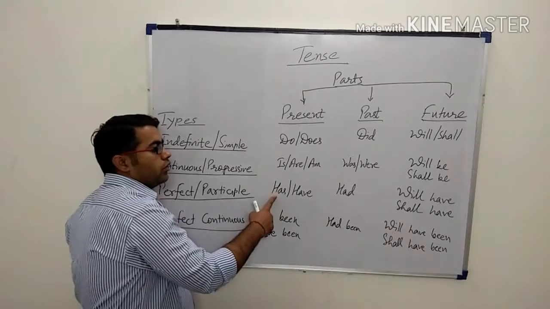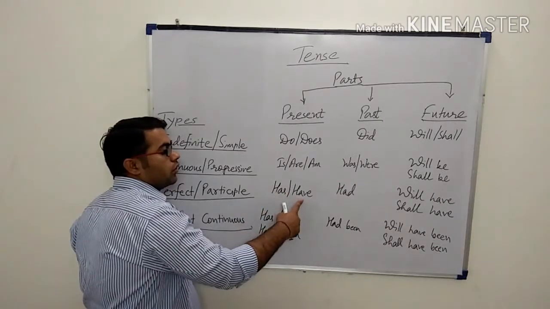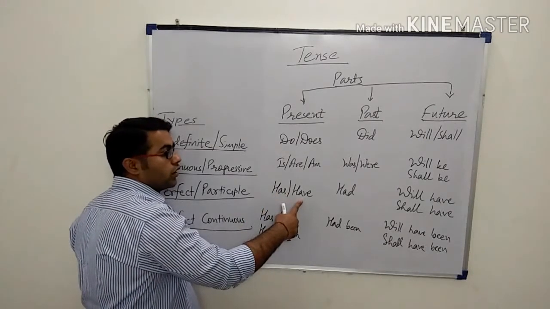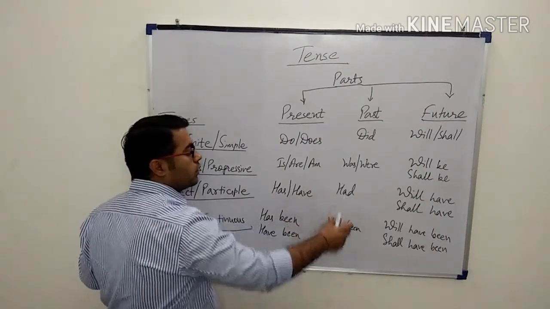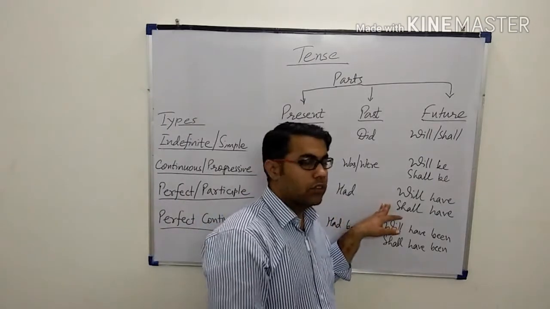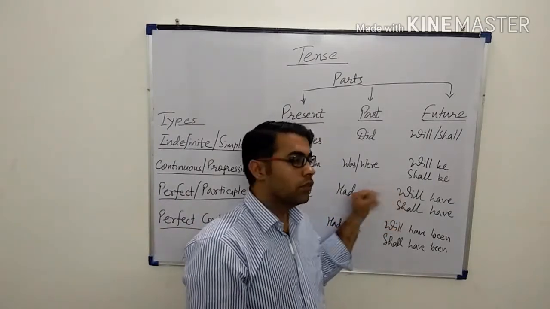With singular subject we use has. With other subjects, that means I, you, we, they, and other plural subjects, we use have. With all the subjects had, and again for I and we shall have. For other subjects will have.